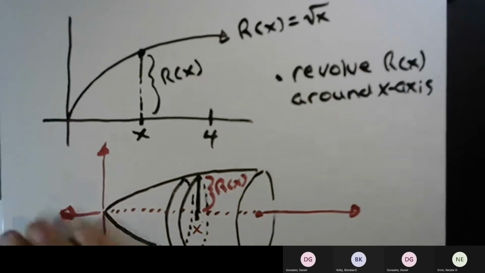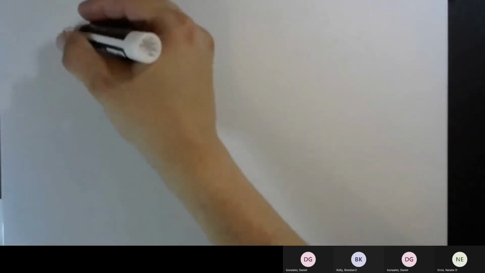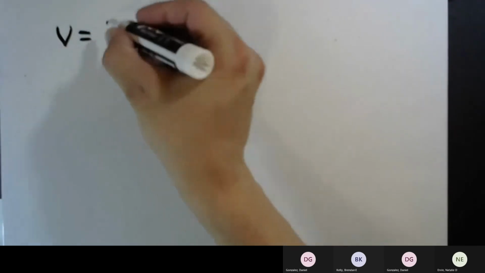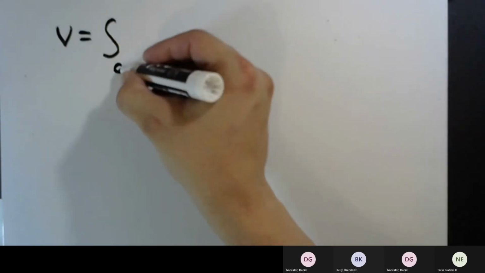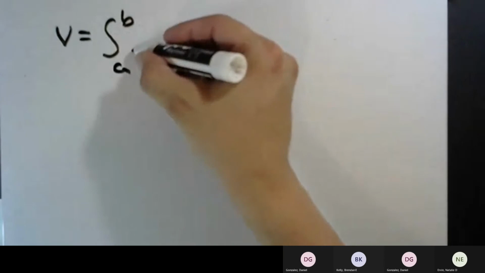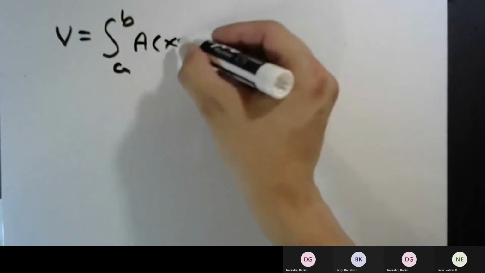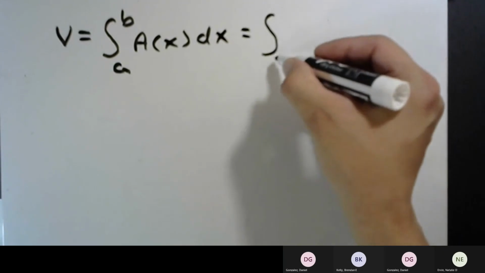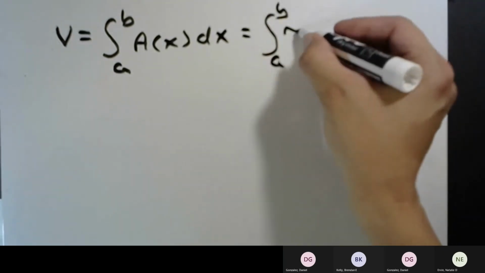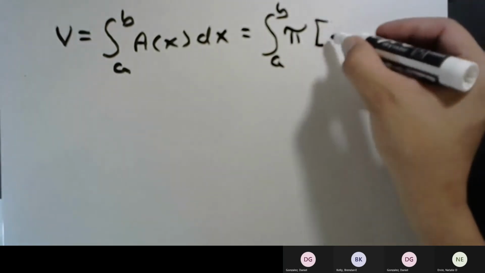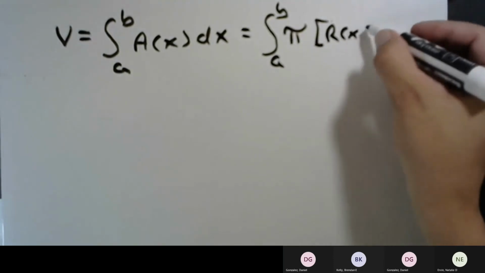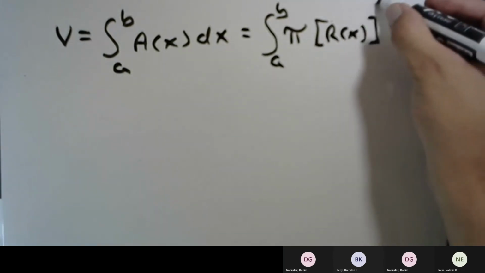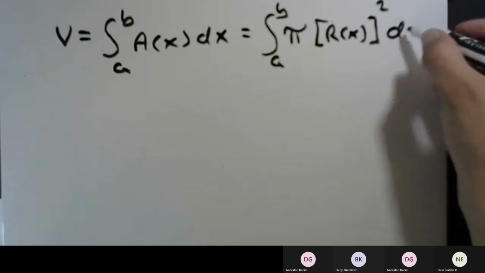Again, if I'm going too fast, let me know. So we take our volume integral formula. This will now become the integral from A to B of pi R of X squared dx.